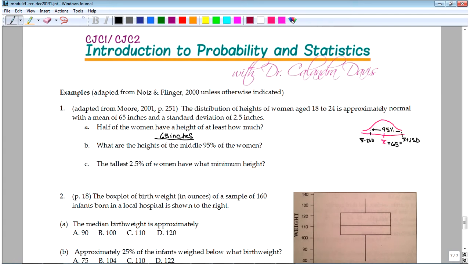So the problem tells us that our standard deviation is 2.5. So we're going to do 2 times 2.5, which will give us 5. So now we take our mean and we subtract 2 standard deviations, which gives us 60. And then we take our mean and we add our 2 standard deviations, which gives us 70. So 95% of the women are between 60 inches and 70 inches.